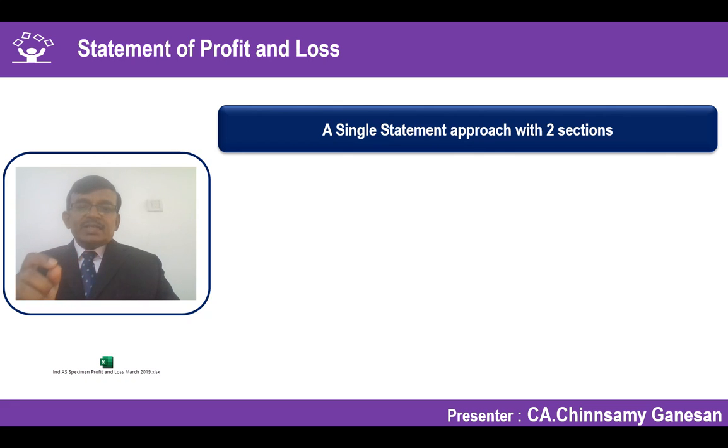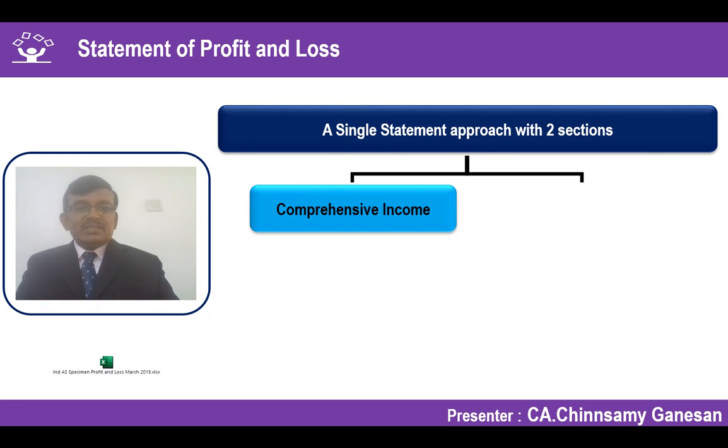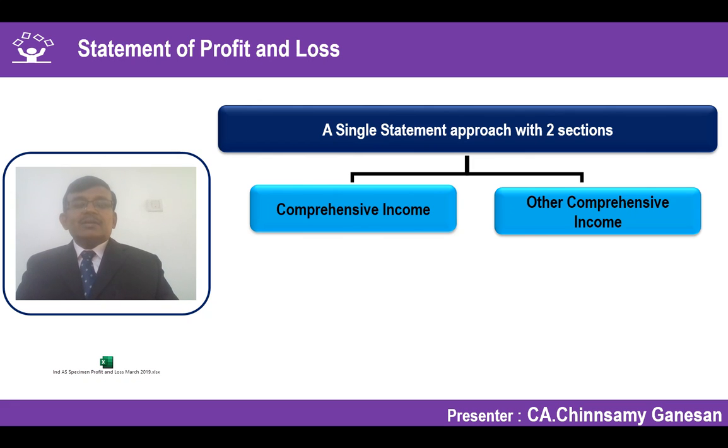Nothing but a single statement approach with two sections, that is comprehensive income statement and other comprehensive income statement. If they are combined together and shown under a single statement, that is called a single statement approach. I will show the profit and loss account a little later so that you can understand this. Under Ind AS, a single statement approach with two sections has been permitted and two statement approach is not permitted. IFRS allows you to have statement of comprehensive income for the year ended as a separate statement, statement of other comprehensive income for the year ended as a separate statement. That is called two statement approach. For Ind AS, it's a single statement approach.